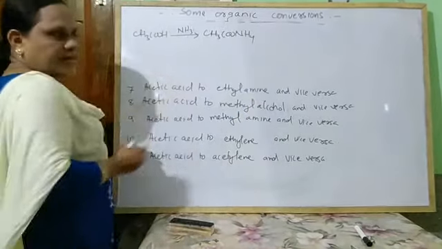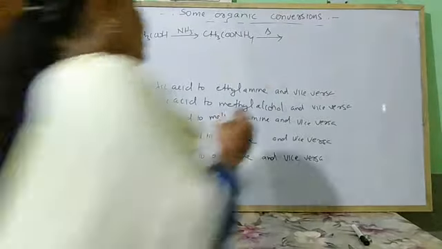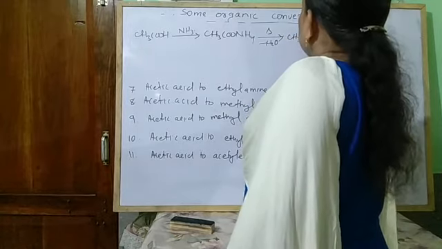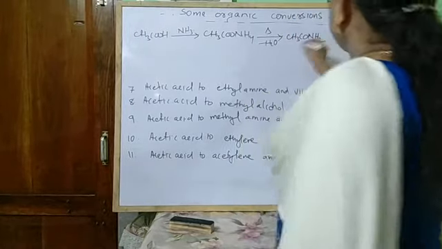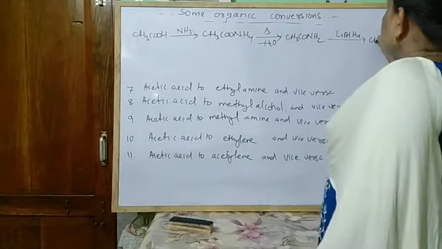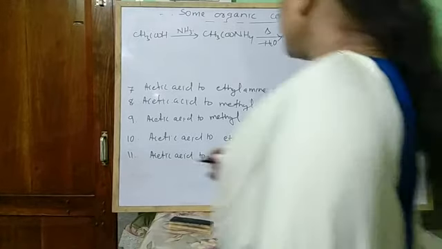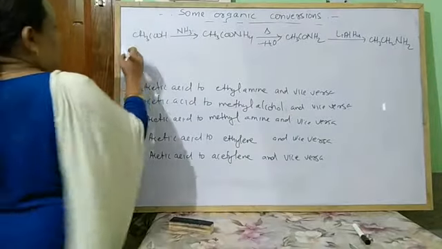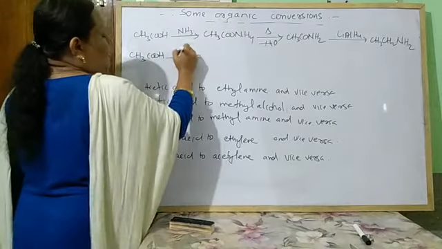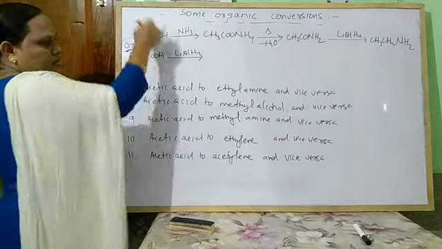ammonium acetate. When ammonium acetate is heated, removal of a water molecule forms amide. And when this amide is treated with lithium aluminum hydride, it forms ethylamine. This can be done by another method. Look here. Acetic acid treated with lithium aluminum hydride. This is another alternate method.